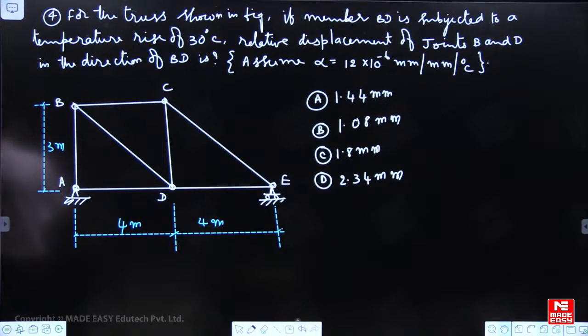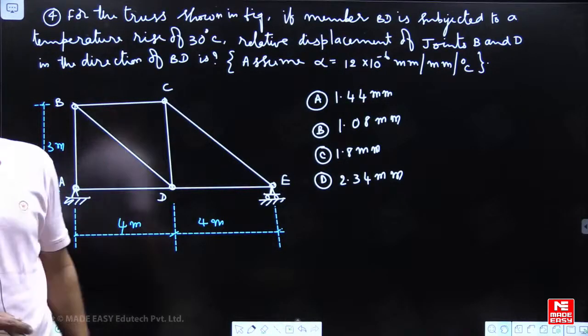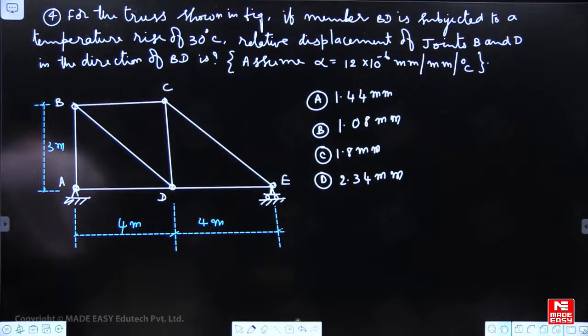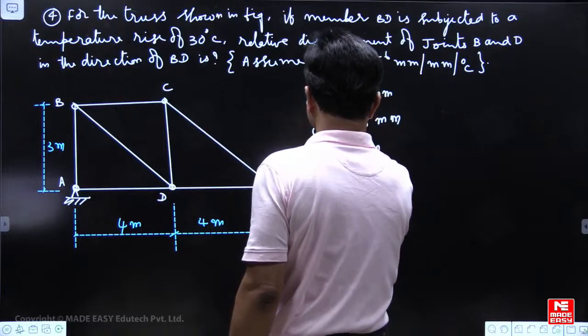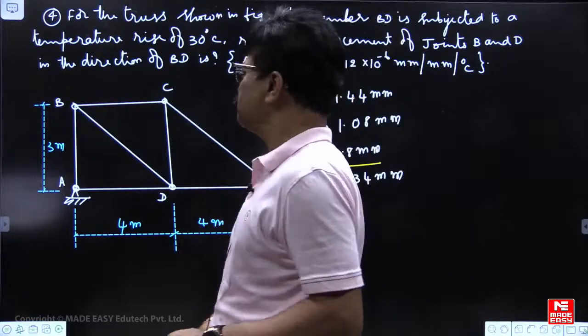Okay, so relative displacement, C 1.8 mm, yes, correct. 1.8 mm. So within that stipulated time we could manage.